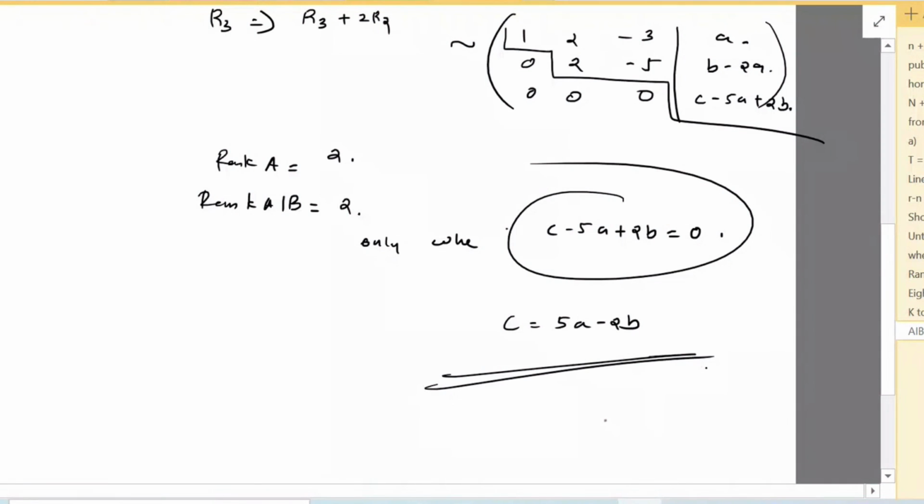So we need to find the relation between a, b, and c such that the system has a solution. For that we reduce the given system into echelon form. From the echelon form we got that rank of A is equal to 2, so the system has a solution only when rank of AB is also 2. This happens only when c minus 5a plus 2b equal to 0, or c equal to 5a minus 2b. Okay, is that clear?